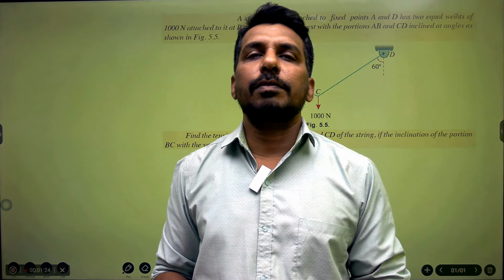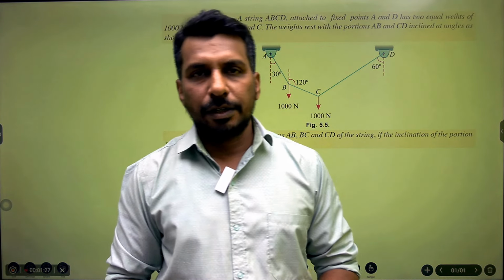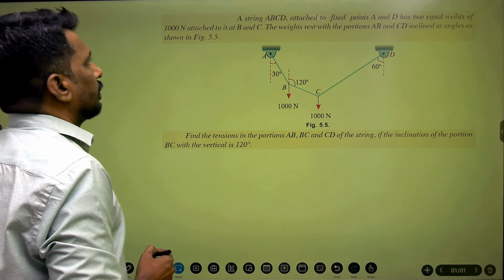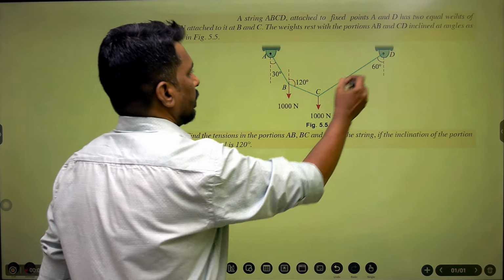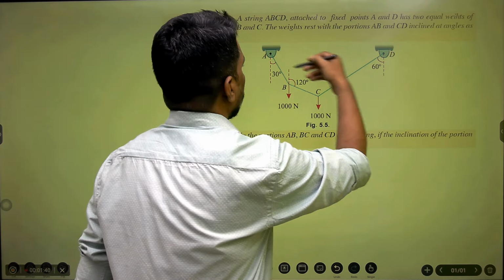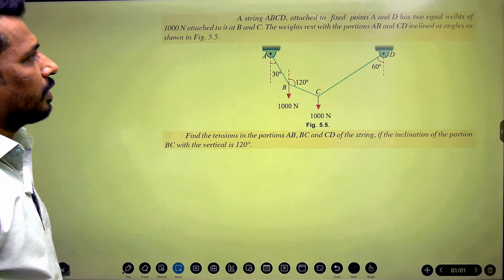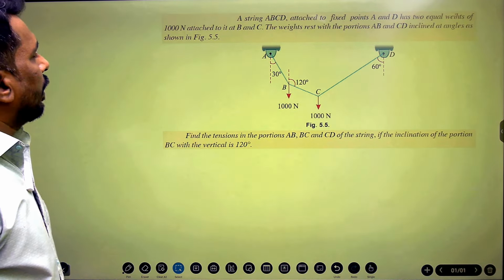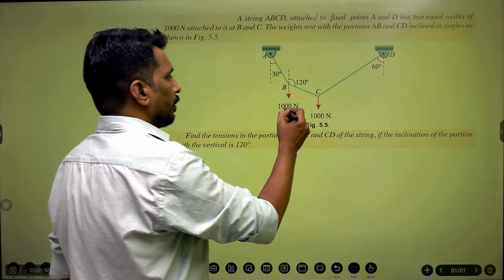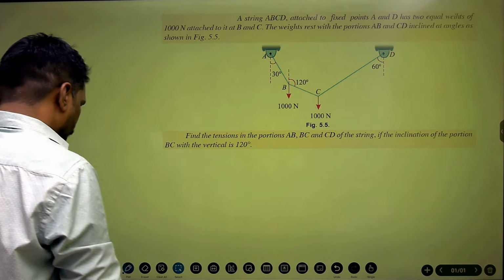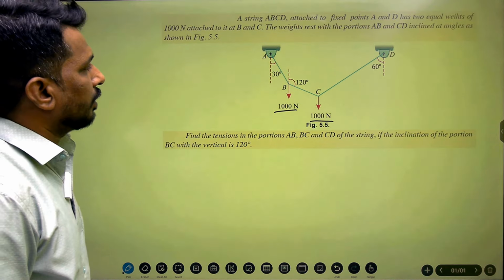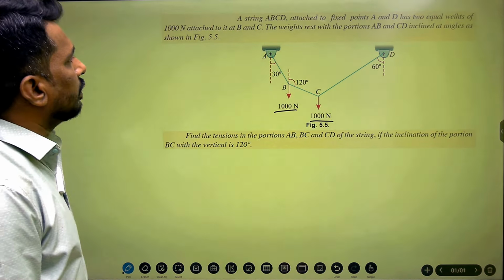So now, without wasting much more time, I'll proceed to the second question. Here they have given a string ABCD attached to fixed points A and D. These are the fixed supports. The cable segments AB and CD are connected respectively, and two equal weights of 1000 Newton are attached at B and C. So two weights of the same magnitude are attached to the cable segments at points B and C.